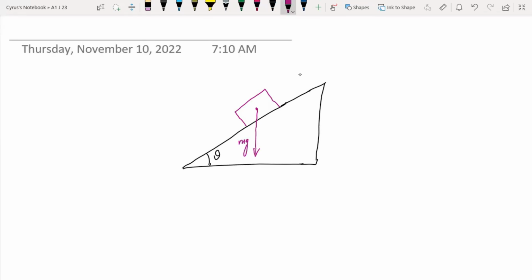I'll call this mg. Now what I want to do is I want to resolve this weight, but for that I need the angle for that. You should know that this is forming here a right angle triangle. You see, like this, and this angle is also equal, always equal to this angle. This angle is always equal to this angle. And why is that so?